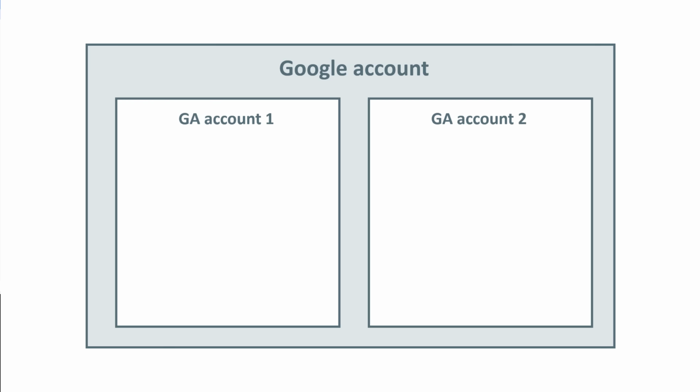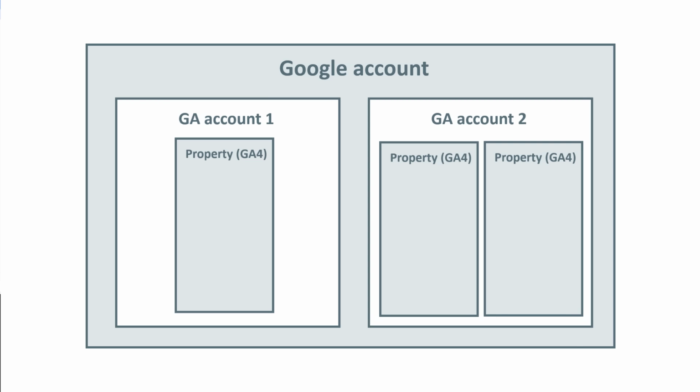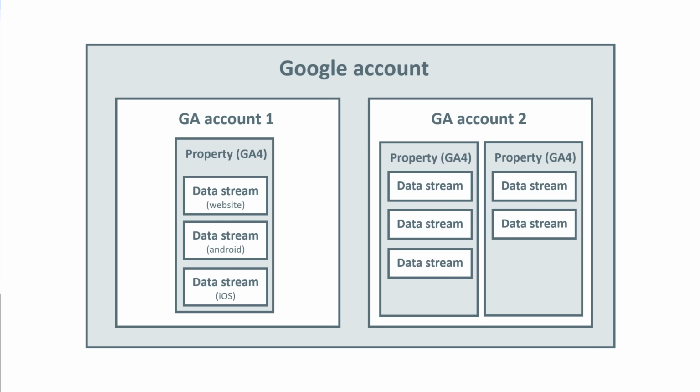You can have multiple accounts. So for every business, there can be a separate Google account. Within an account, you have properties. So properties are buckets where you store your data about a website, about a mobile app, or it might be a combination of mobile and app data. And inside each property, you can have data streams. And there are 3 types of data streams: website, Android, and iOS. In this tutorial, I will be focusing on website.